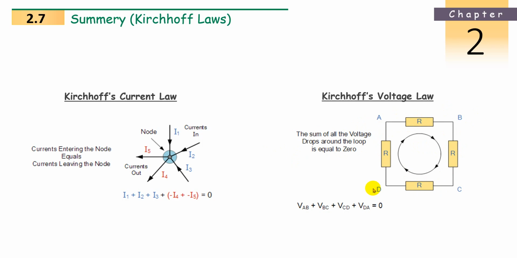A, B, C, D are the nodes. Then with the first node, if we are starting with A, the voltage will be VAB for this branch, then VBC second, VCD third, VDA fourth. So all the voltages must sum to 0: VAB plus VBC plus VCD plus VDA equal to 0.